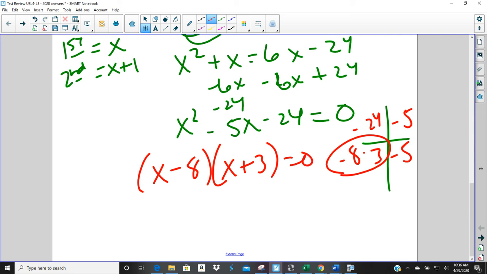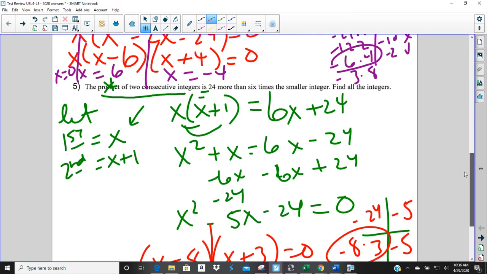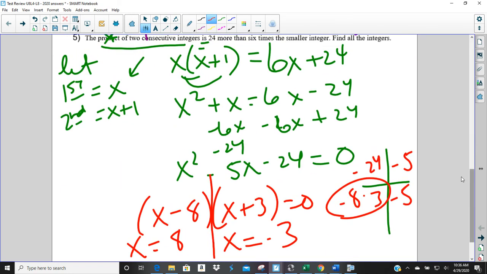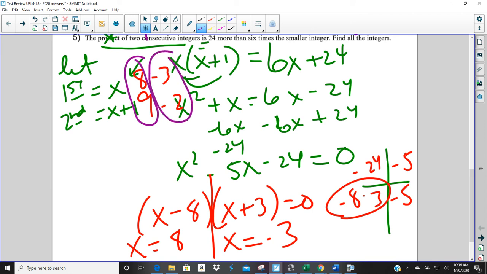Real quick, when I hear the word solve with a quadratic, I think factor first. Okay. Make a line down the middle. We get x equals 8. We get x equals negative 3. Now, the thing about consecutive integers is there can be 2 solutions. So let's do this. The first solution is going to be 8 and 9, because the first one is 8 and 9. The second one is going to be negative 3, negative 2. So I'm going to put a little circle around these because they're 2 different things. We have 8 and 9, and we have negative 3, negative 2. Okay, so those are my solutions.